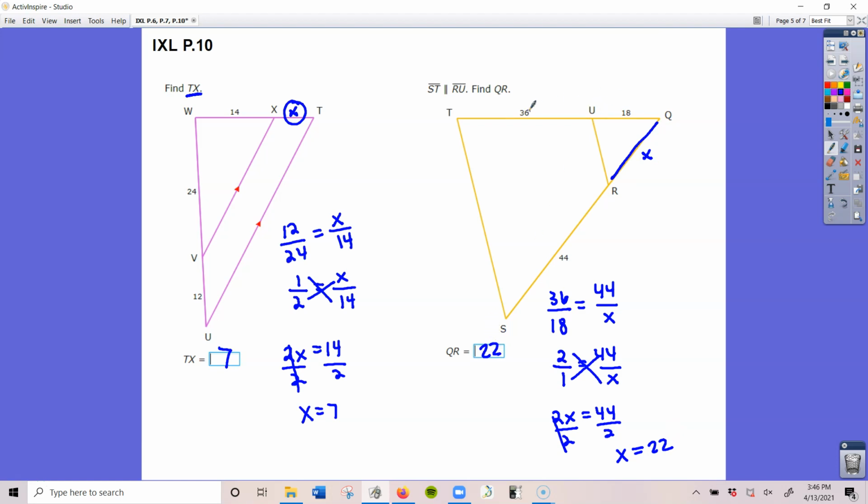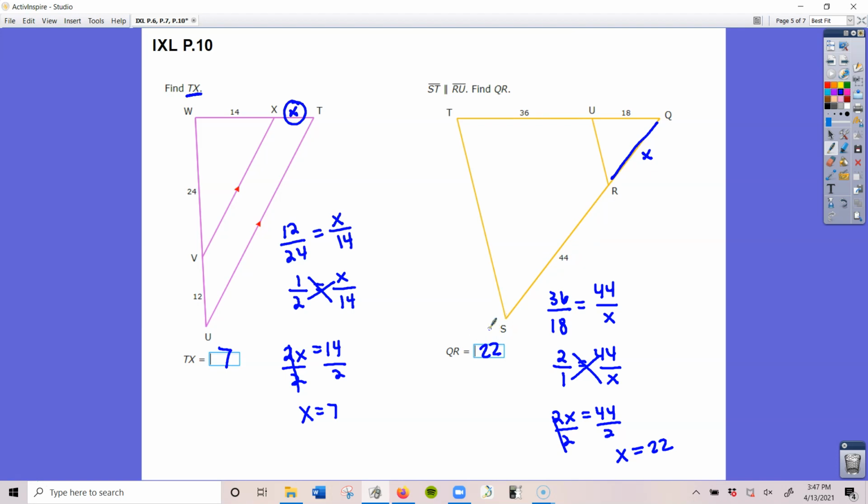You can also look at the sides and see how it changed. To go from 18 to 36, I would have to multiply by 2. To get from x to 44, I would have had to multiply x by 2. So I can go backwards. I can take the 44 divided by 2, and that gives me the 22.